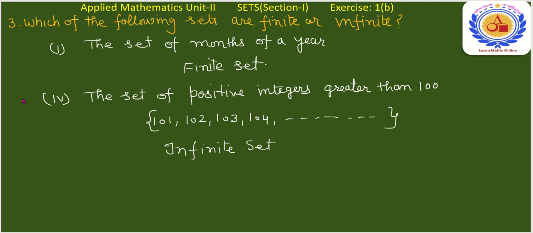The set of months of a year. So the number of months in a year is 12. So it will be a finite set. We can list all the months in the set in the roster form also. So in part 4th, the set of positive integers greater than 100. So positive integers greater than 100 are 101, 102, 103, 104 and so on. Again, it will be an uncountable set, and we can say that this is an infinite set.